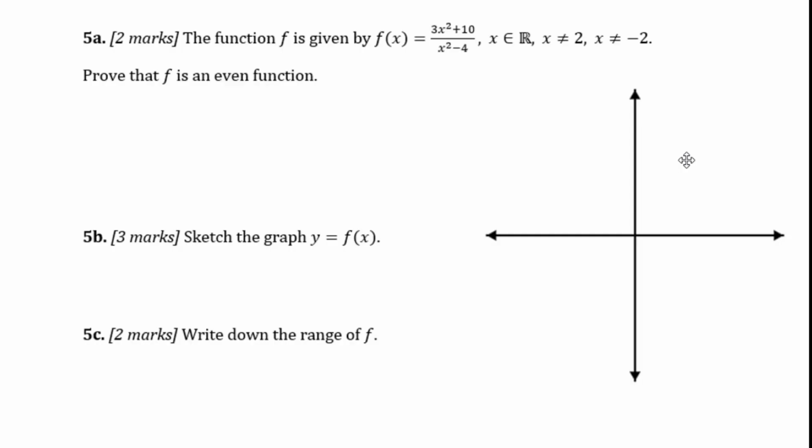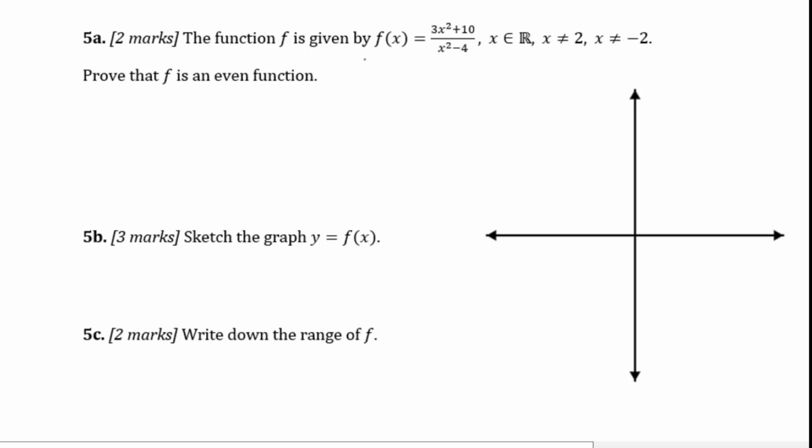Let's go to number 5a. The function f is given by f of x equals (3x squared plus 10) over (x squared minus 4), where x is all real numbers, x is not equal to 2 and x is not equal to negative 2. Prove that f is an even function.